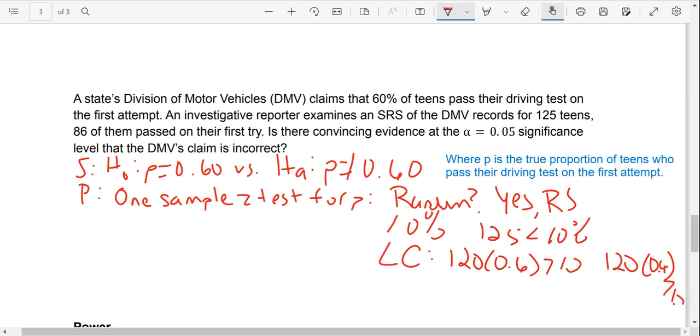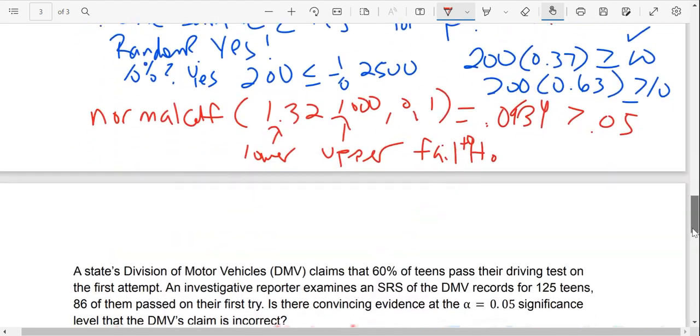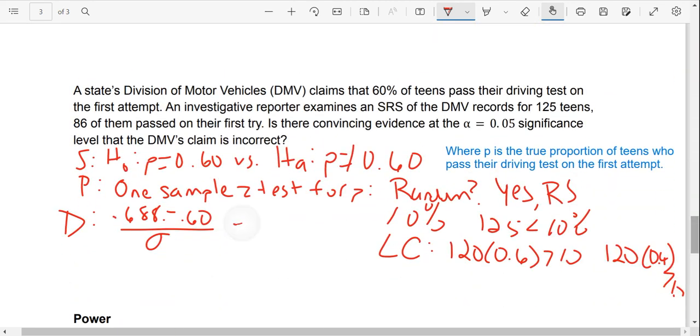Now let's do. We need to find the z-score. So once again, we have 60%. So we got 86 divided by 125 will get you 0.688 minus 0.60. And then we use that lovely standard deviation formula we used previously. That's square root of p times 1 minus p all over n. And then what do you get? I will get 2.01.